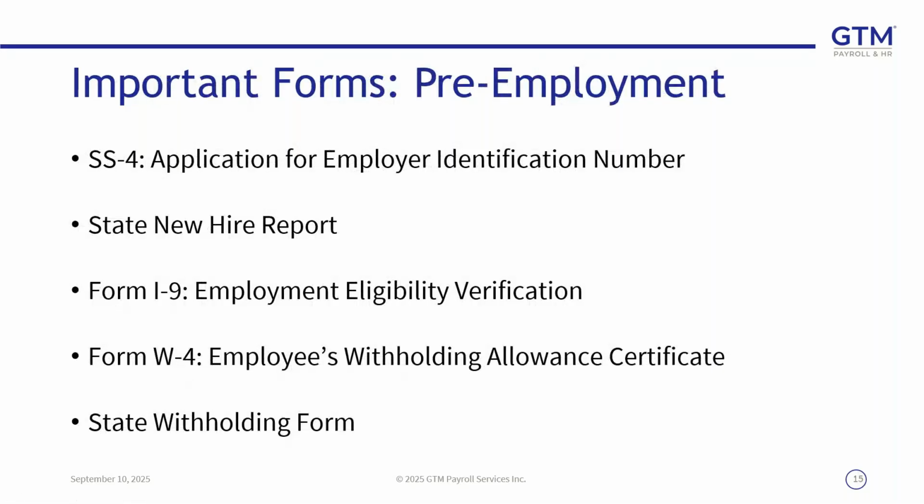All right, so let's talk paperwork. Here are some of the forms needed as a household employer. The SS4 is to apply for an EIN, and that can be done online as well. The family will also need to be set up as an employer with their state and file a new hire report. They'll also need to obtain a Form I-9 from their employee, which we'll get into more in a moment. If they decide to withhold income taxes, they'll also need to obtain a Form W-4 and a state withholding form from their employees.